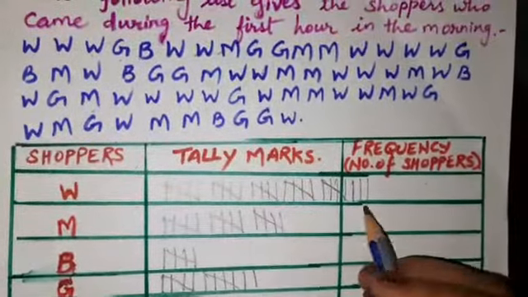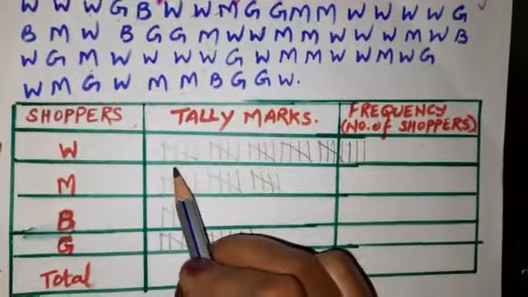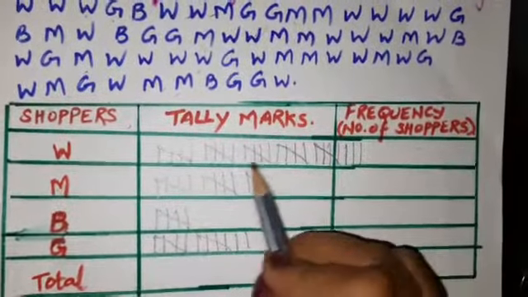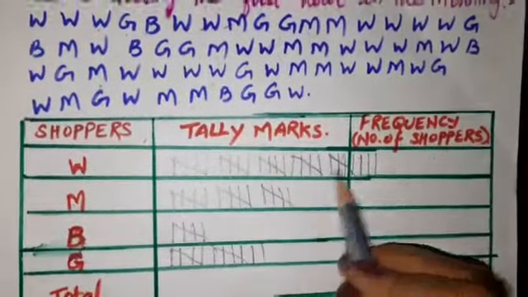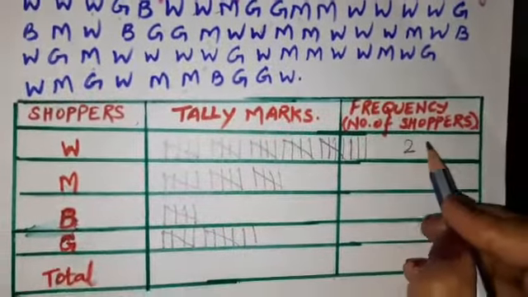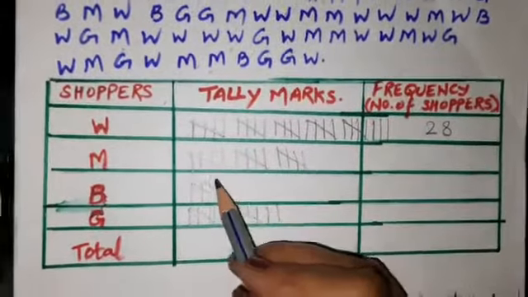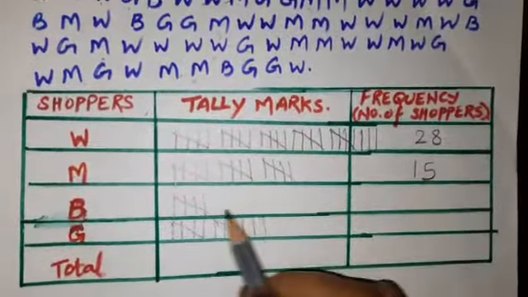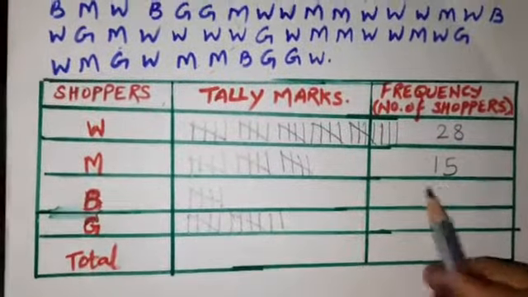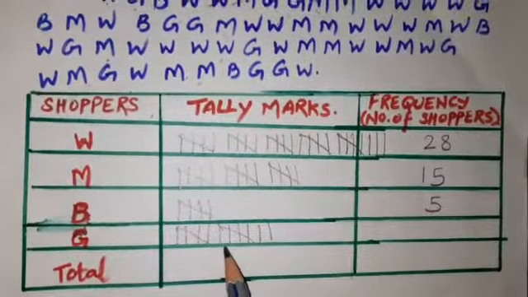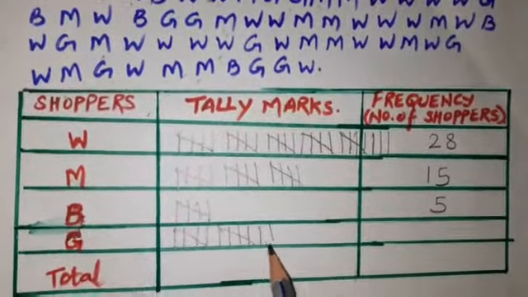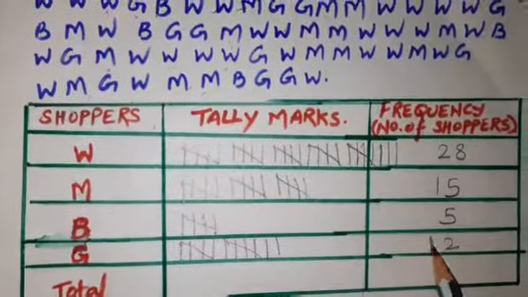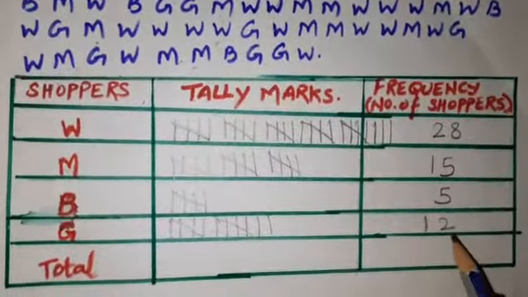So let us count the frequencies. Here the groups of 5 are there: 1, 2, 3, 4, 5. 5 groups are there. So 5, 10, 15, 20, 25, and 26, 27, 28. So here it is 28 in total. Then here 3 times 5, so it will be 15. Here one group of 5 is there, so 5. And here two groups of 5 plus 2 are there, so 10 plus 2 will be 12. So the total frequency will be 60.